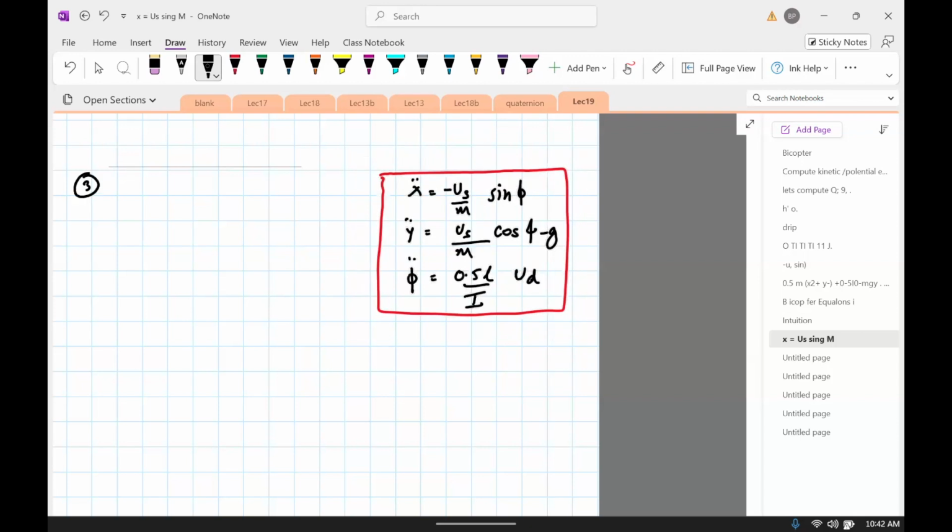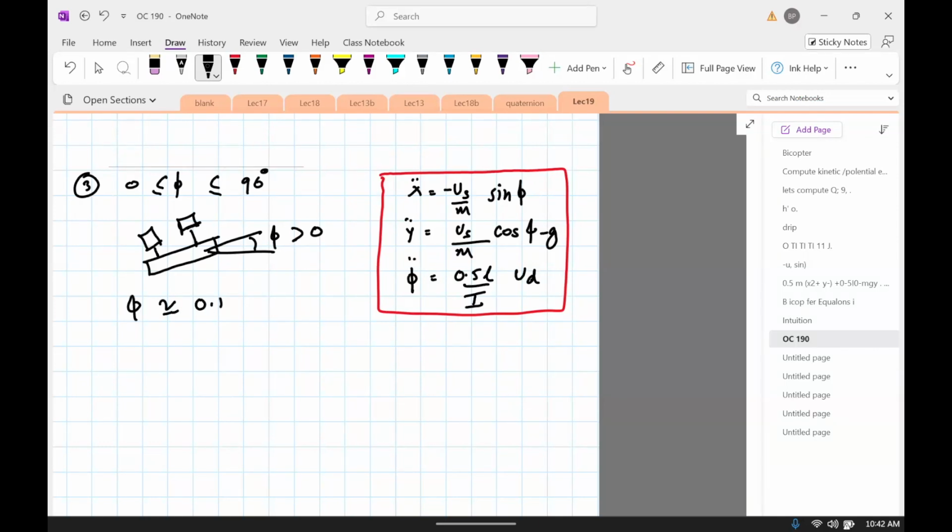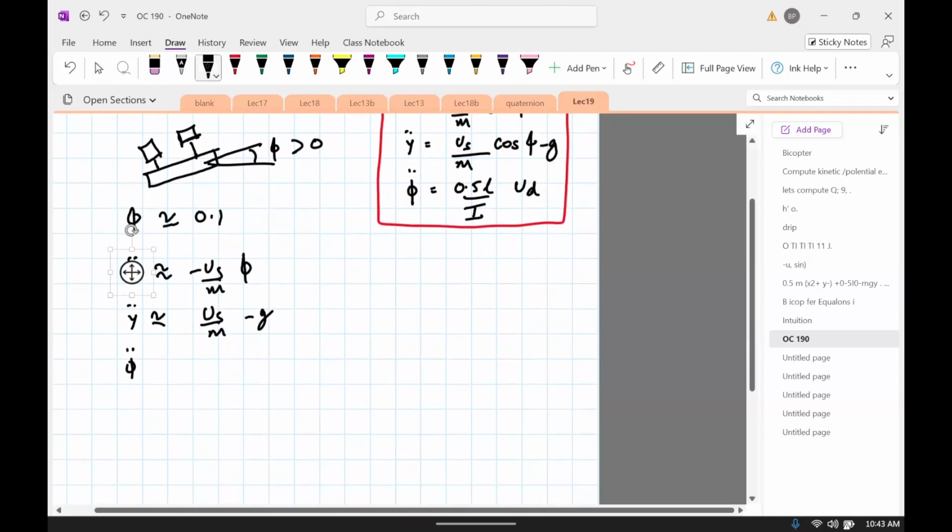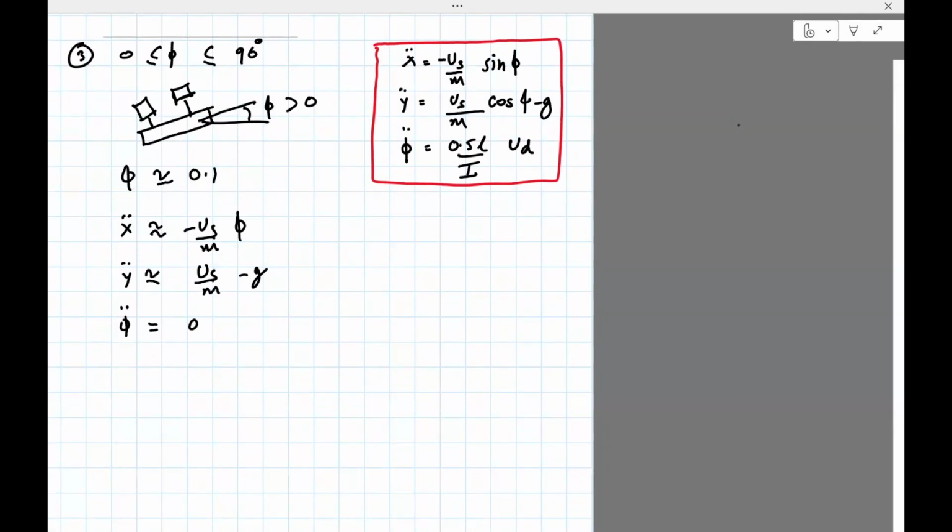So third one, if phi is between 0 and 90 degrees, what we're talking about is the drone is like this, the same configuration I drew. This is phi greater than 0. If you look at the equations, let's put phi as a very small value, 0.1, because it helps us linearize the equations. So in this case, x double dot will be very similar to minus US divided by m, sine phi is phi. Y double dot is similar to, since cosine of approximately 0 is 1, US divided by m minus g. And then phi double dot equals 0.5 L divided by I times UD.